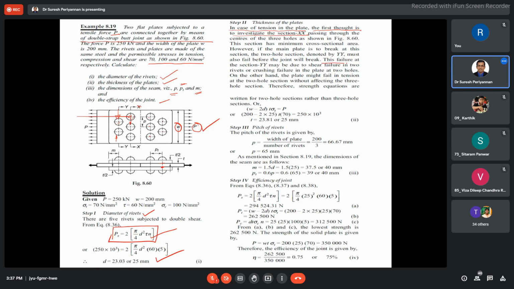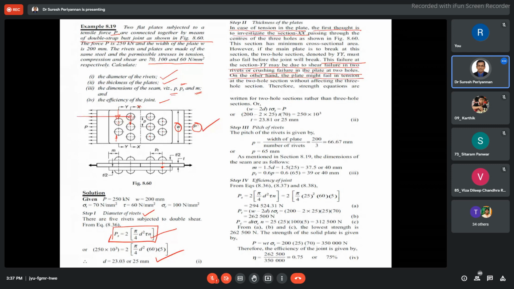The failure at the section YY may be due to shear failure in 2 rivets, or crushing failure in the plate at 2 holes. On the other hand, the plate might fail in tension. Anyway, this is just a simple explanation; you can understand it. Now we are concentrating on the plate being subject to tension.